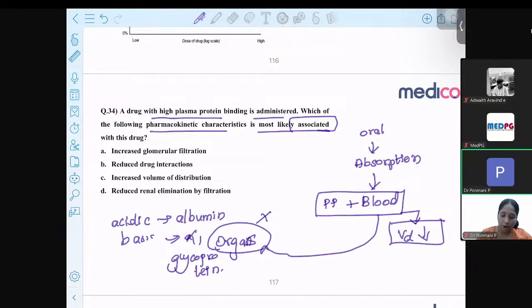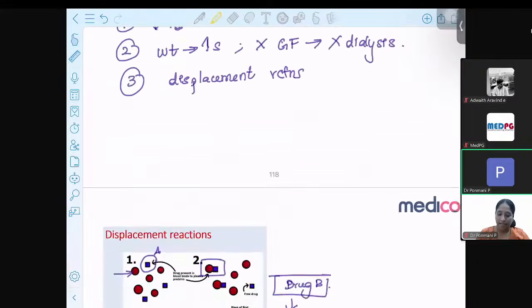So now we will look at the options. Which is most likely associated with plasma protein binding? Increases glomerular filtration? No. Why? The weight is increased, so glomerular filtration is reduced. Reduced drug interactions? No. It undergoes displacement reactions. It can displace drugs between the plasma proteins, which can lead to an increase in the concentration of either one of the drugs. And what about the volume of distribution? It will be low. It is not increased. And reduced renal elimination by filtration? Yes. So the right option is option D, that is reduced renal elimination by filtration.